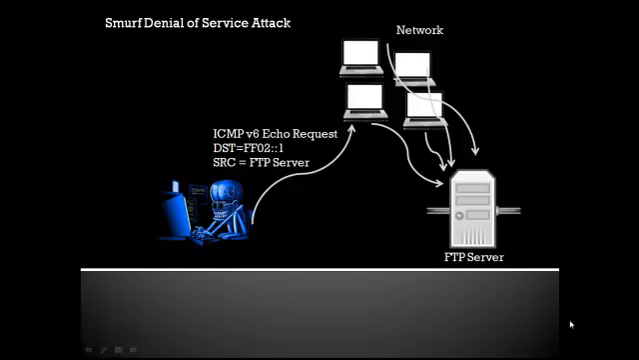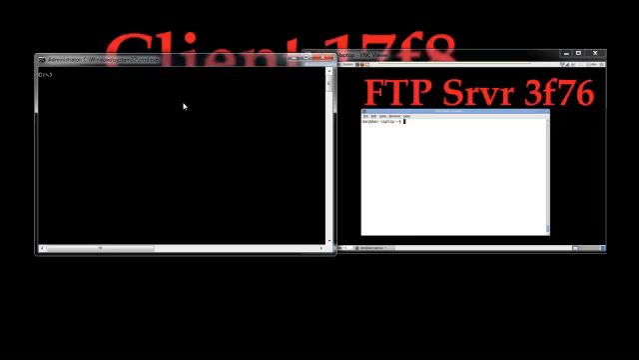A denial of service attack is one of the simplest forms of a network attack. Instead of trying to steal information, a denial of service attack simply prevents access to a service or resource. The first thing we are going to do is ping from the client to the FTP server without the IPv6 tool running.